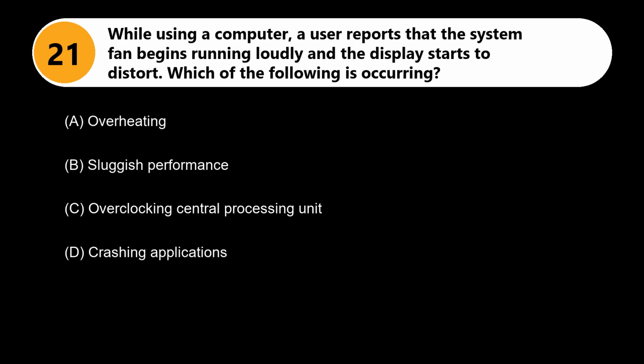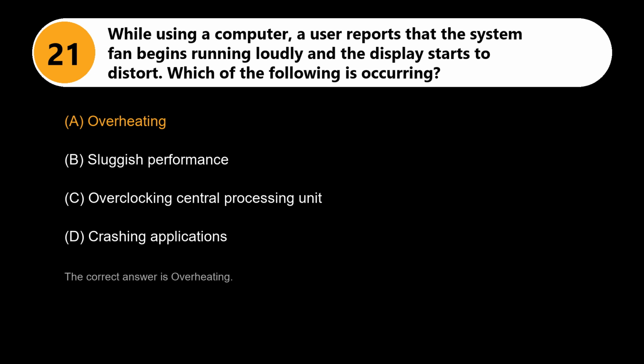Question 21. While using a computer, a user reports that the system fan begins running loudly and the display starts to distort. Which of the following is occurring? Option A, overheating. Option B, sluggish performance. Option C, overclocking central processing unit. Option D, crashing applications. The correct answer is option A, overheating.